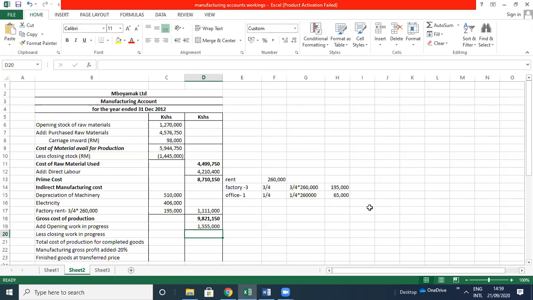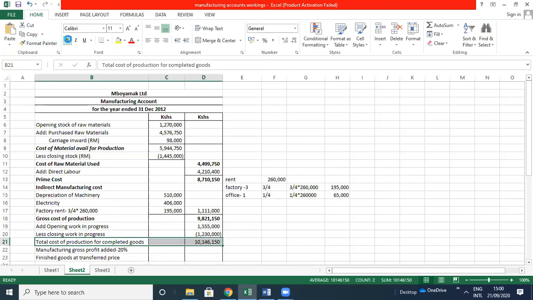From the additional information. So what do you get there? It's 123 or 1230. So less 1230. And therefore, again, if you do your summation there, you should be able to get 10,146, 150 as the total cost of production for completed goods, right?